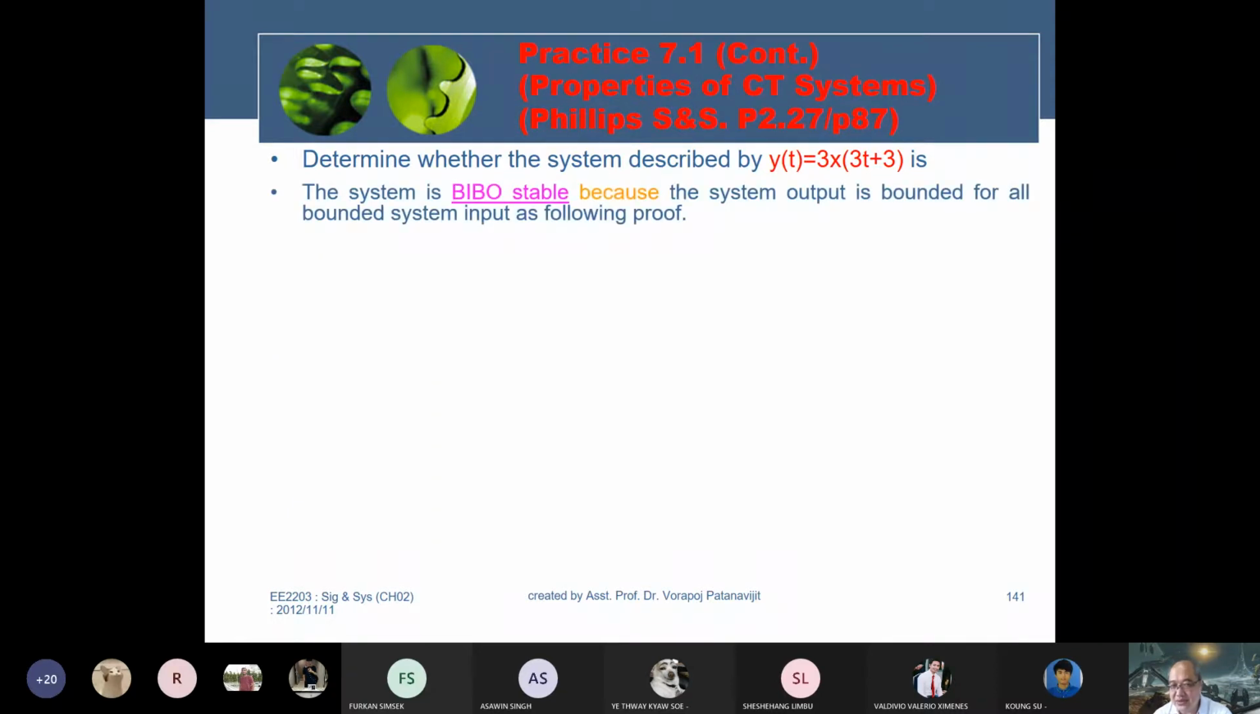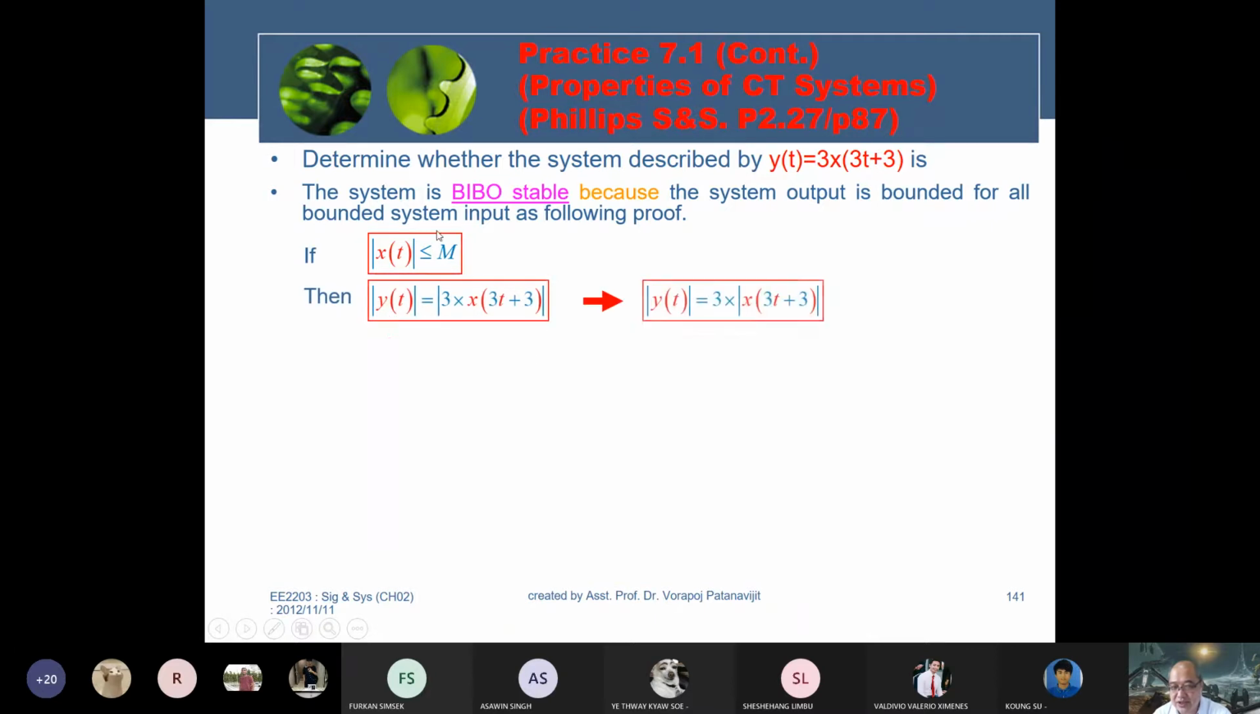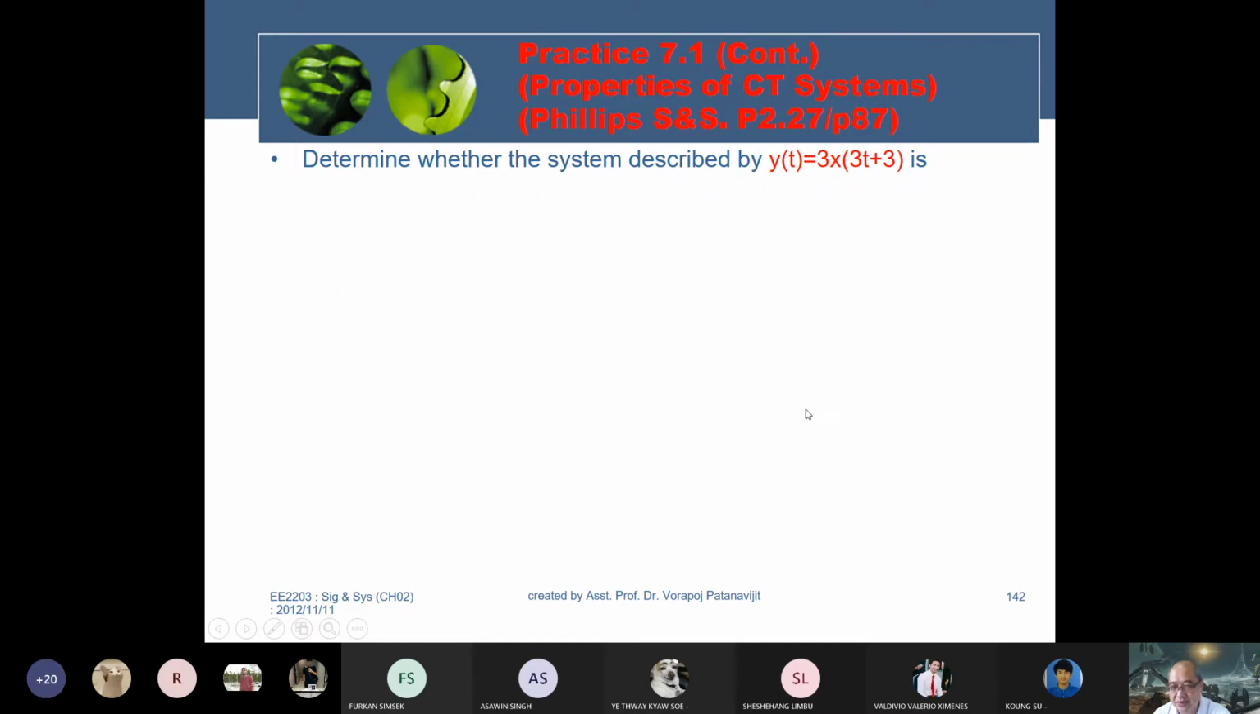The system is BIBO stable, because the system output is bounded for all bounded system inputs, as the following proof shows. You first check whether the input is bounded. If it's bounded, it has a maximum value, maybe equal to M, and the maximum is not infinity. Now, if the input has a maximum, what about the output? The output in this case is 3 times the input, so the maximum is 3M. If M is finite, 3M is still finite too. Therefore, we can conclude that the system is BIBO stable.